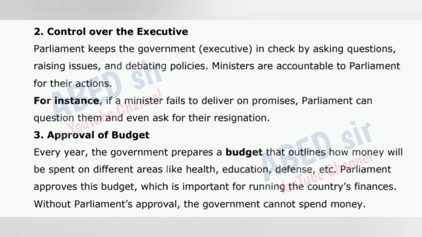For instance, if a minister fails to deliver on promises, Parliament can question them and even ask for their resignation. 3. Approval of budget. Every year, the government prepares a budget that outlines how money will be spent on different areas like health, education, defense, etc. Parliament approves this budget, which is important for running the country's finances. Without Parliament's approval, the government cannot spend money.